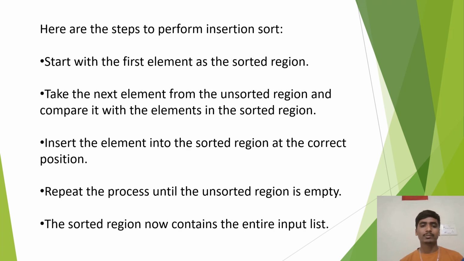Here are the steps to perform insertion sort. Start with the first element as the sorted region. Take the next element from the unsorted region and compare it with the elements in the sorted region. Insert the element into the sorted region at the correct position. Repeat the process until the unsorted region is empty. The sorted region now contains the entire input list.